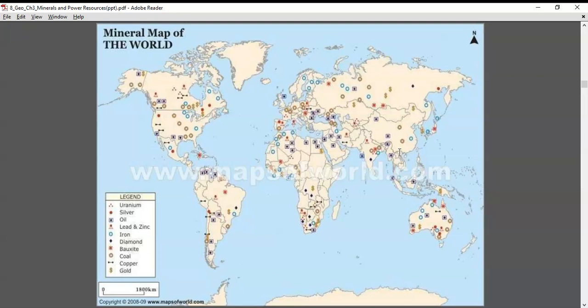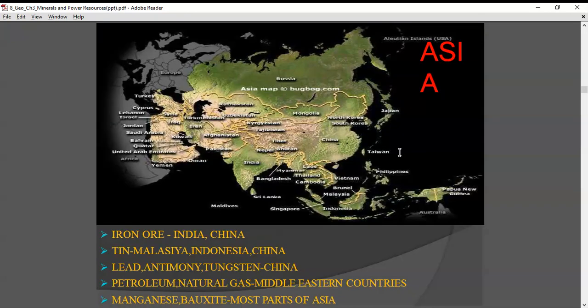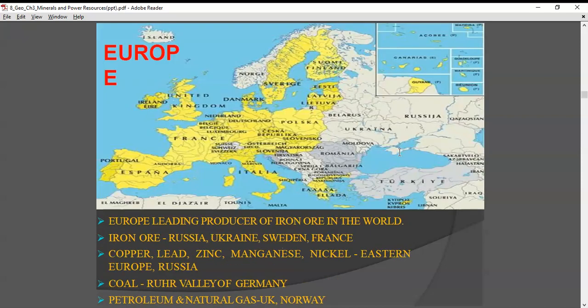Sir, Australia is the largest producer of bauxite. Yeah, that is true, correct. Okay, so for iron ore we have India and China. Then tin, there is Malaysia, Indonesia, China. For lead, antimony, and tungsten, we have China again, plenty of minerals found in China. Sir, China is the largest producer of tin. Yes, correct, that is true. Petroleum, natural gas, we have Middle Eastern countries, Sir, for natural gas, and Australia for petroleum. Manganese, bauxite, in most parts of Asia we find manganese and bauxite.